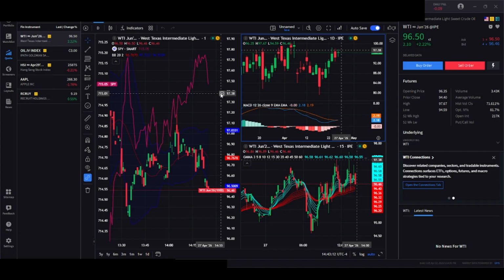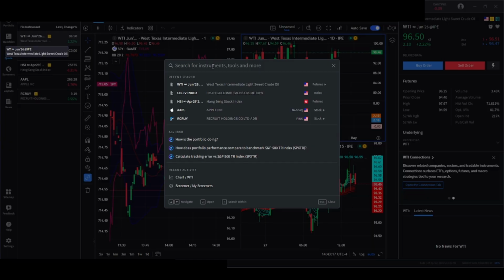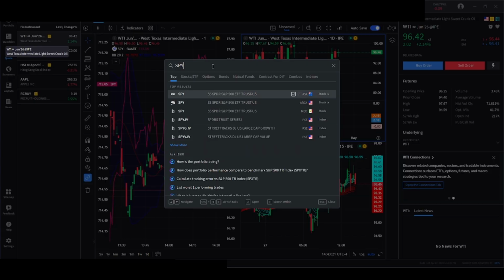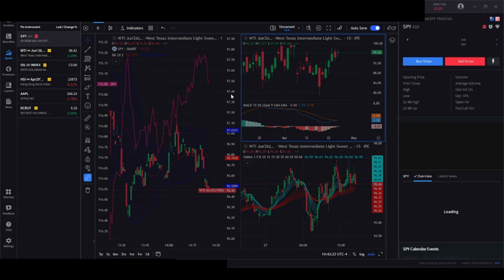To buy the S&P 500, you can invest in an exchange-traded fund, or ETF, that tracks the S&P 500 index. A popular choice is the SPDR S&P 500 ETF Trust, which is often abbreviated as SPY.